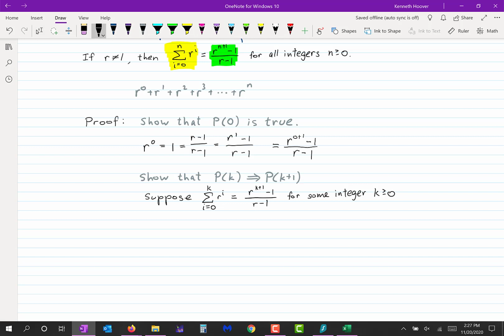Okay, then so we need to show that p of k plus 1 will also be true. What would the yellow side look like when n is k plus 1? It'll look like this. And what will the green side look like when n is k plus 1? It'll look like this.